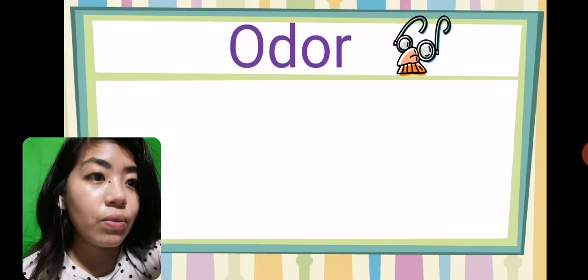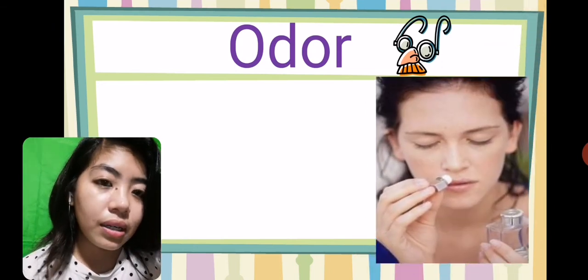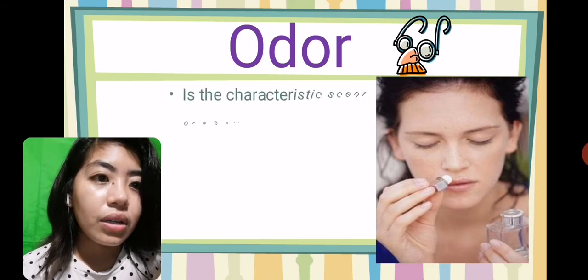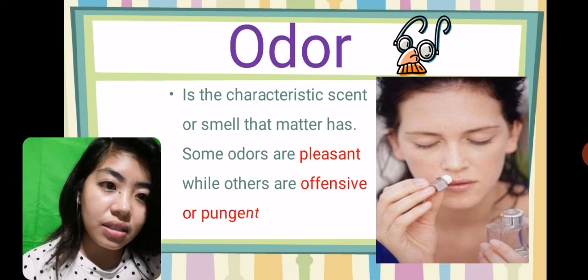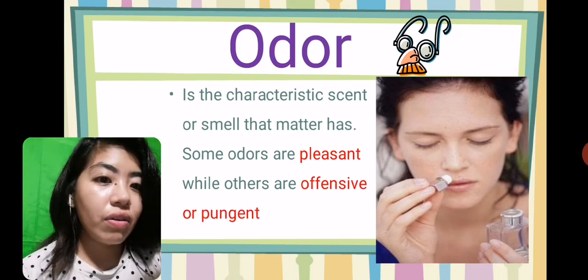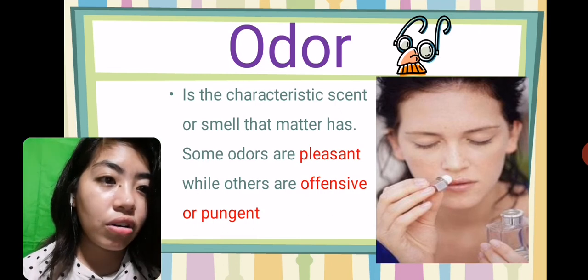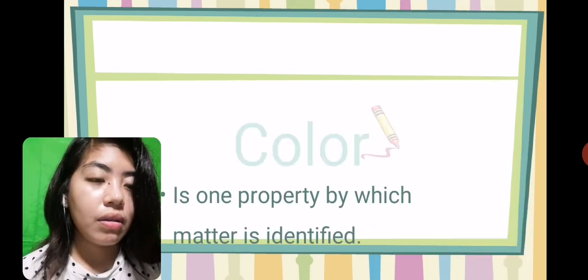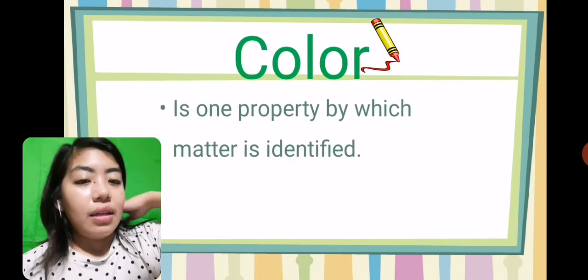Okay, next, we have here odor. So, odor, syempre, we are using the sense of smell. So, characteristics are smell that has some odors are pleasant, some are offensive or pungent, or simply mabaho. Or there are some cases na masyadong matapang yung amoy. So, under siya ni intensive.